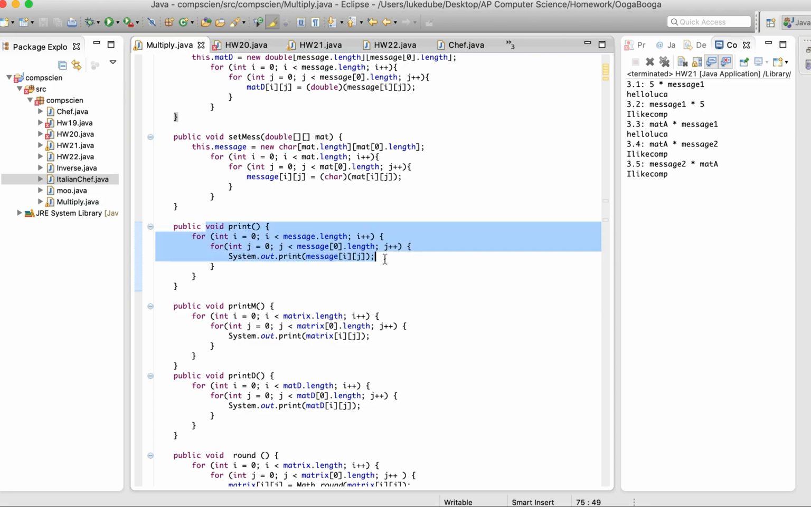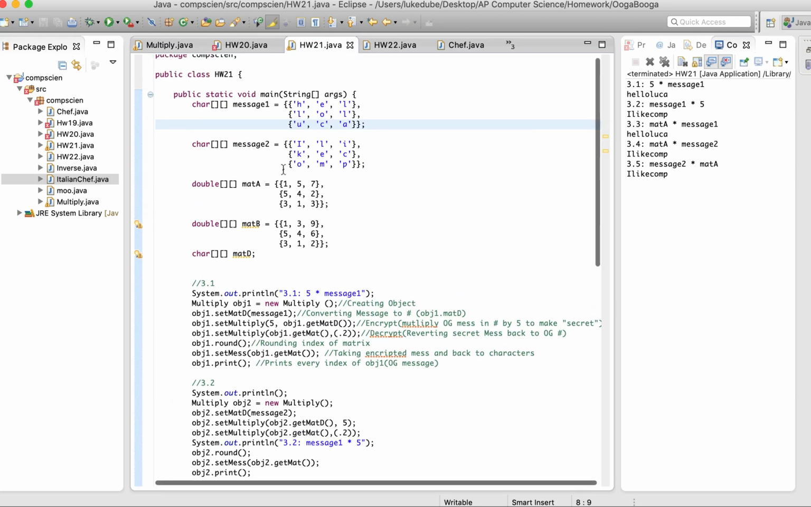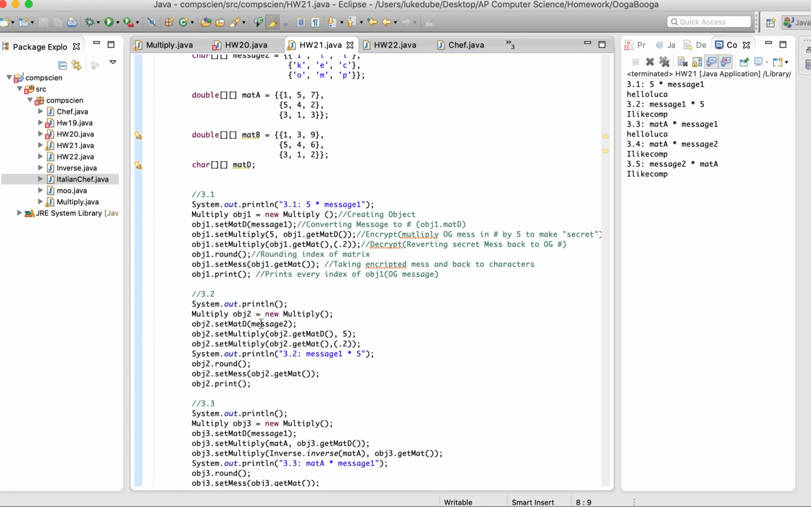This print, obviously, you're going to be able to print the code out. Print D, and then we have our round functions to make it easier. When we convert the original message to the multiplication, we round it so it doesn't spit out random numbers and screw it up. So essentially here we have 3.1.